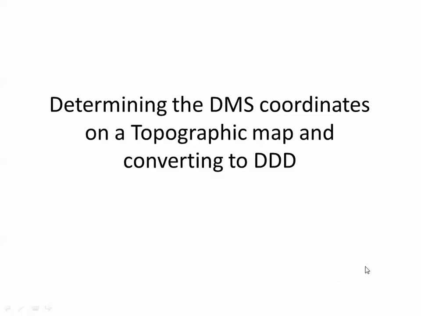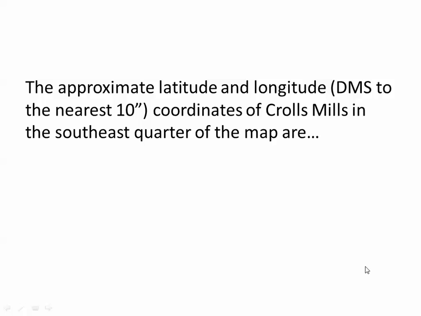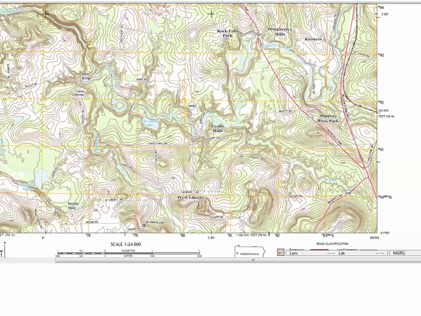The first question says again, the approximate latitude and longitude in degrees, minutes, seconds to the nearest 10 seconds for Crowell's Mill in the southeast quarter of the map are. So I'm asking you, what are the coordinates of Crowell's Mill? So let's look at the map in general. So here's Crowell's Mills right here.